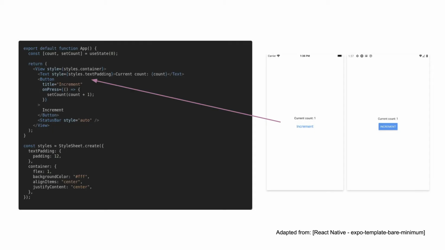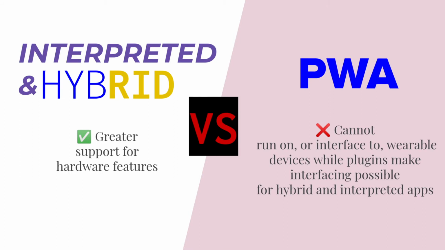Interpretive frameworks use a similar approach and likewise use JavaScript for the business logic. However, you'll notice that the UI is not composed of CSS-styled HTML elements. Instead, these apps use interpreters to generate native UI elements from common JavaScript source code. Compared to web apps and PWAs, perhaps the most powerful advantage of the hybrid and interpreter approaches is their greater support for hardware features.